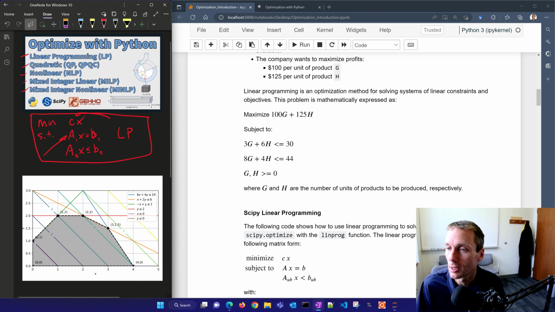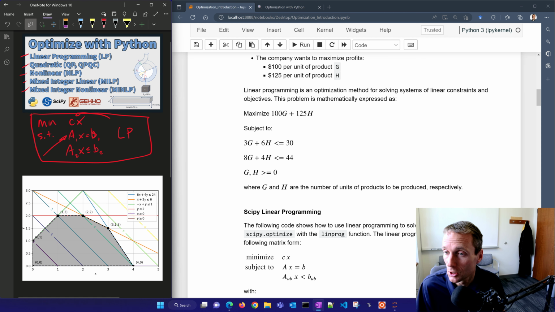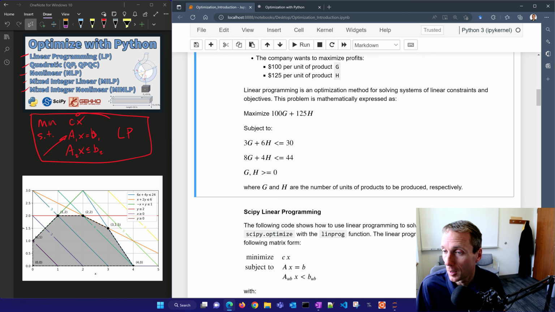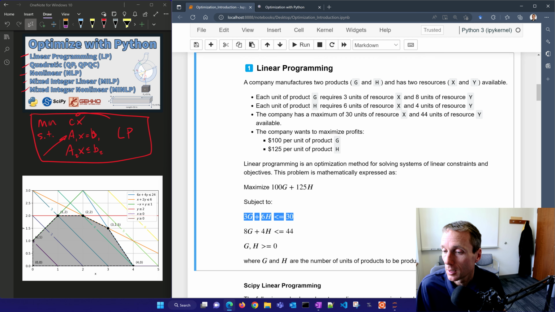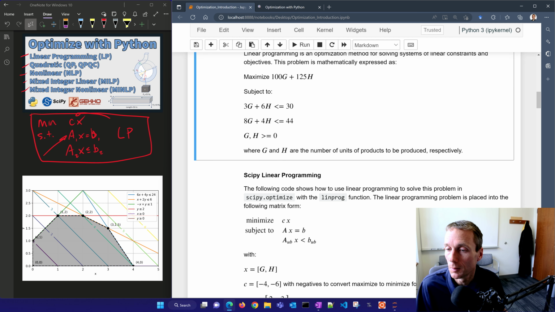Okay, so here is our linear programming problem that describes this problem. We're going to maximize our profit, which is 100 per unit times the number of units G, plus 125 times the number of units H. Okay, here's our resource constraint for X, and then we also have a resource constraint, that's like our raw materials, for Y. And then we know that G and H have to be greater than or equal to 0.